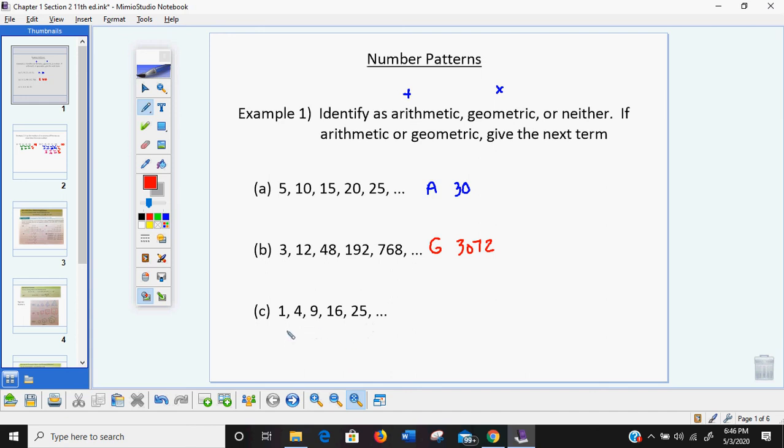Now on this last one, 1, 4, 9, 16, 25, we're obviously not multiplying by the same thing every time. Let's see if we're adding. We added 3, we added 5. We're not adding the same thing every time. So this one we would actually call a neither.